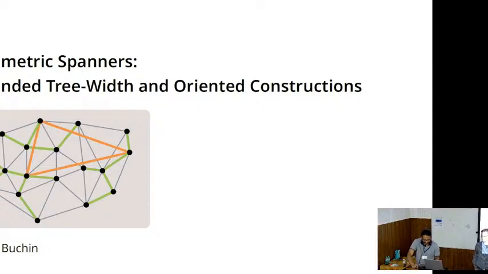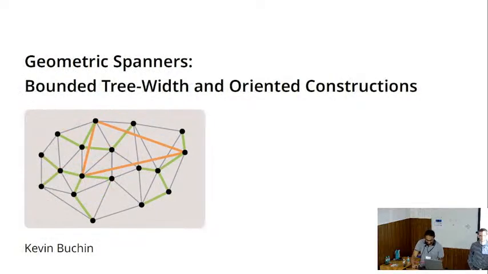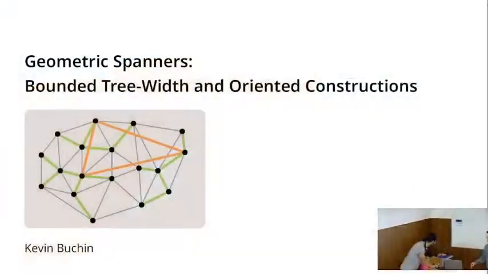Up next, we have Professor Kevin Buchin, who is a faculty member at TU Dortmund. Kevin did his PhD at Free University of Berlin and followed it up with postdocs at the University of Utrecht and TU Eindhoven. His research interests lie in spatial networks, motion planning, and generally in algorithms engineering. Today he is going to give us a talk titled Geometric Spanners, Bounded Tree Width and Oriented Constructions. So join me in welcoming Professor Kevin.